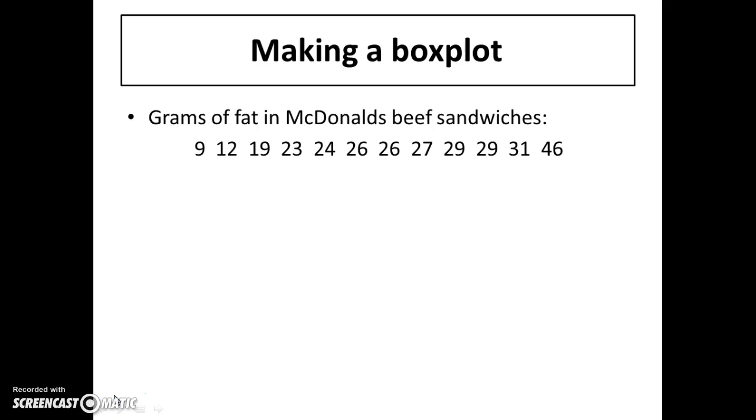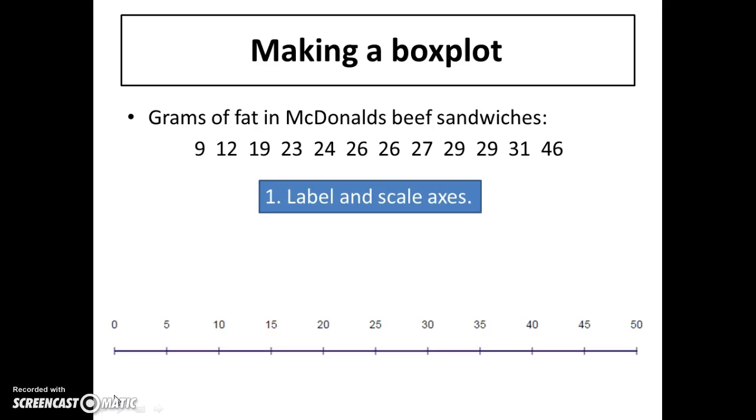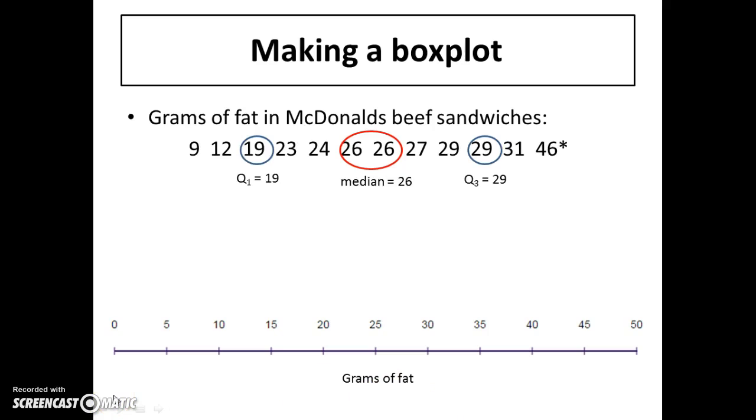So let's look at an example of how to make a box plot. Here we have the number of grams of fat in McDonald's beef sandwiches. The first thing that we need to do in creating a box plot is label and scale our axes. I see that my data vary from 9 to 46, so I'm going to make my box plot axis from 0 to 50 just to give myself a little extra room. I am measuring grams of fat, so I need to label that clearly on my axis.